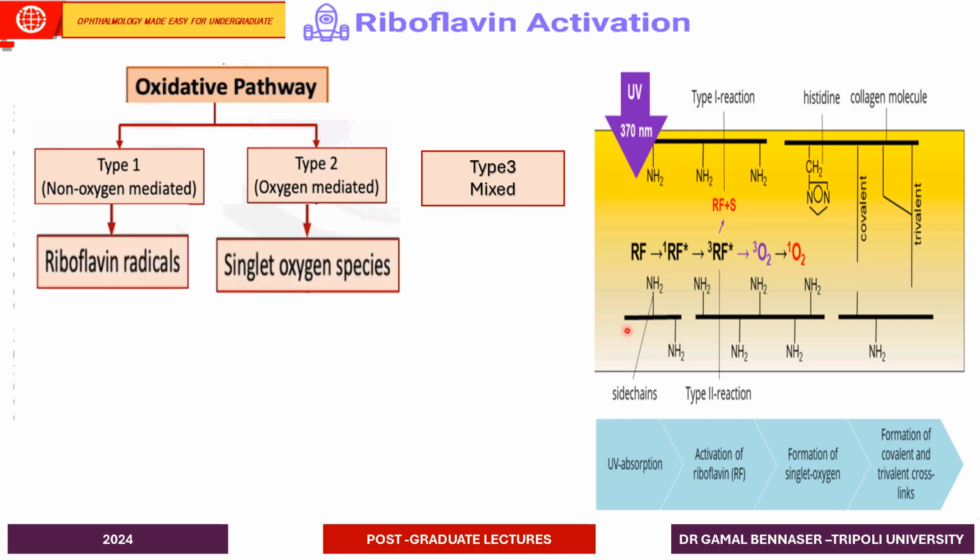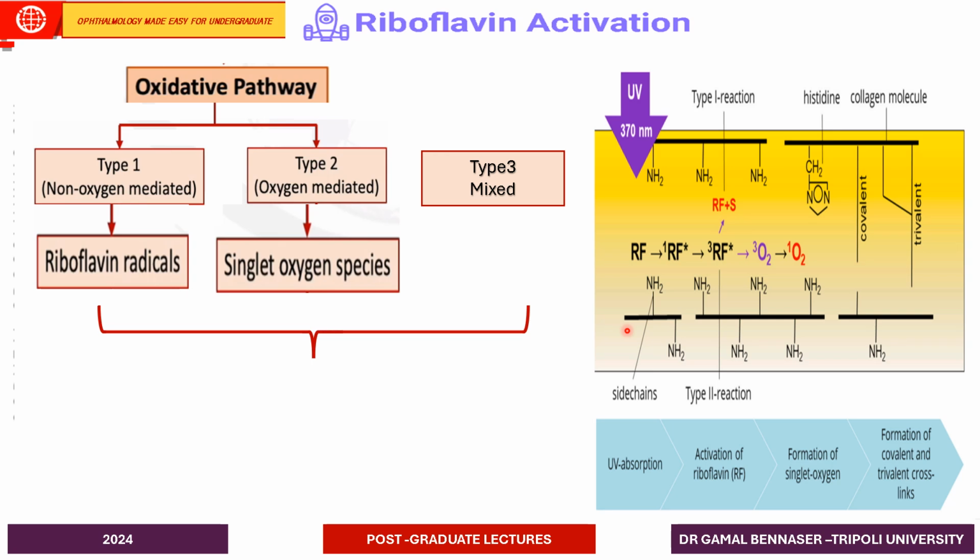Type 1 is usually known as the anaerobic pathway, which is mediated by the excited riboflavin species in the triplet state. So this will lead to activation of the amino acid terminals in the collagens and lead to the cross-bond between collagen fibers. The type 2 reaction is oxygen mediated. This leads to the formation of oxygen free radicals or reactive oxygen species, and the same way it will lead to the cross-linking.